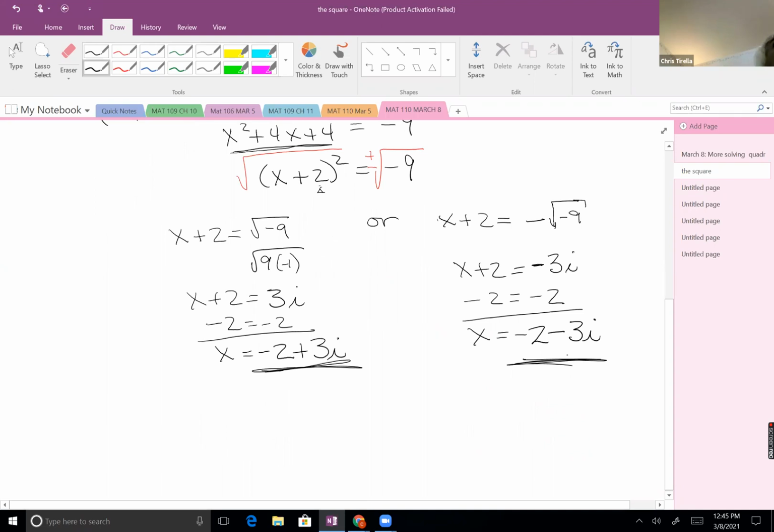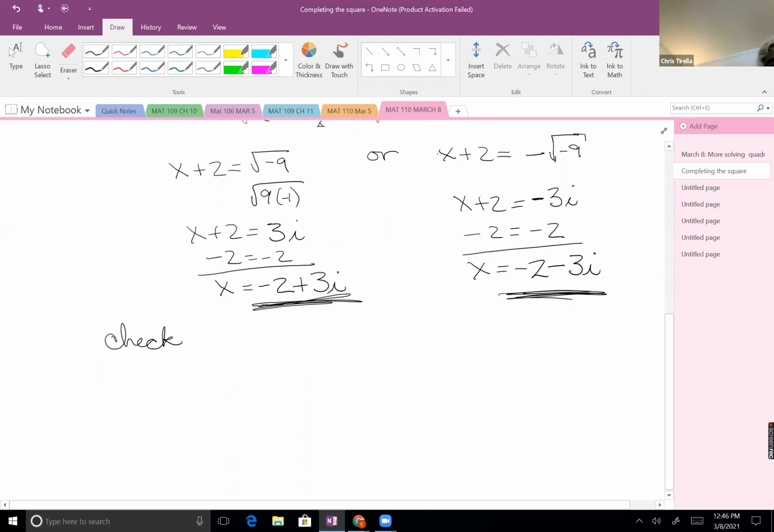And those are solutions that we would not get by factoring. The fact that our solutions are imaginary tells us that that quadratic was not factorable. I do not think we have ever done a check with solutions that look like this. So let's go through and do our check.